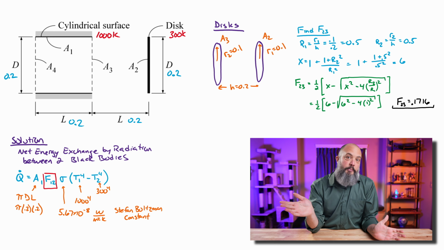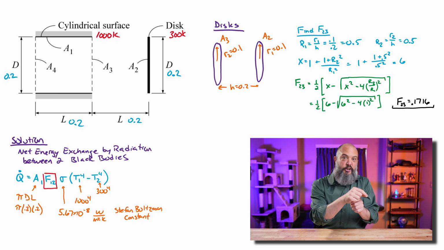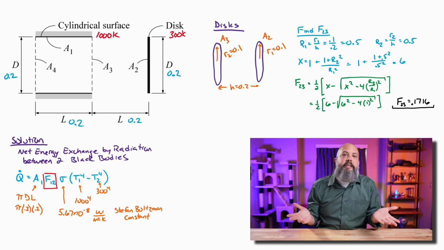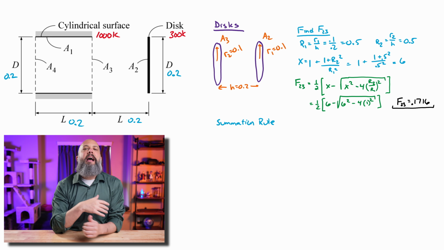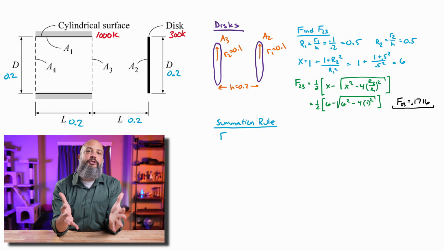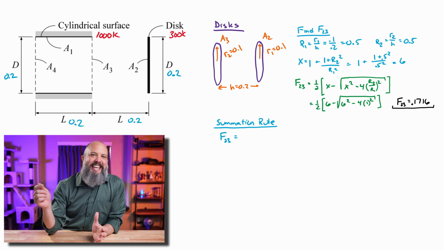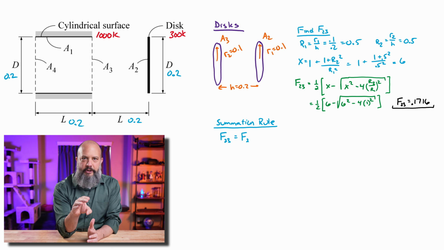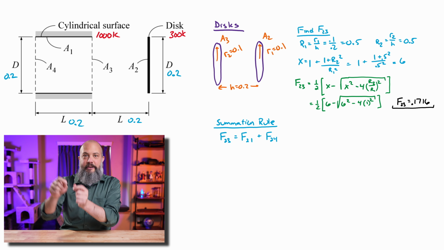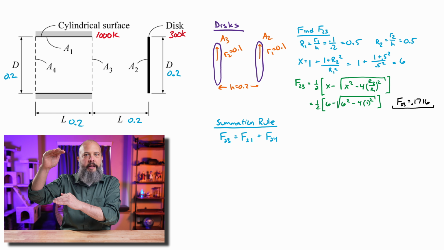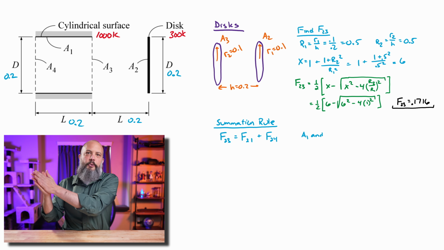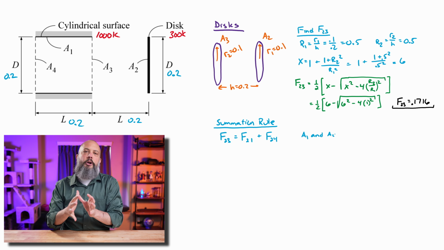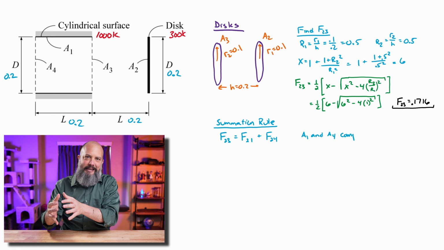Or oppositely, 83% that emits from the disk would just go off to the sides and just miss the pipe entirely. So next, if we're interested in what happens inside the pipe, now we can start talking about the summation rule. All of the energy that enters the pipe through A3, there's only two places it can go. It can either hit the walls of the pipe, which are A1, or it can pass completely through the pipe and exit through A4. So A1 and A4 completely surround A3.